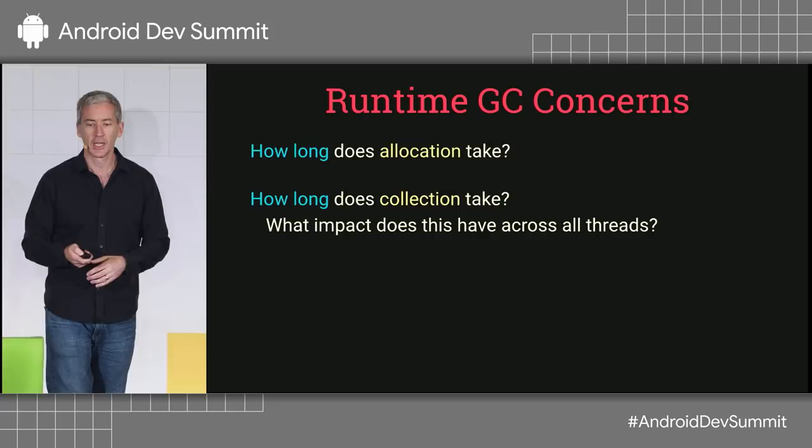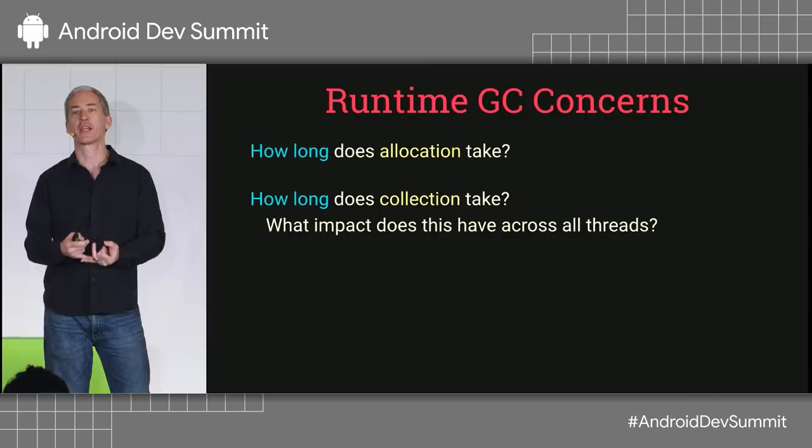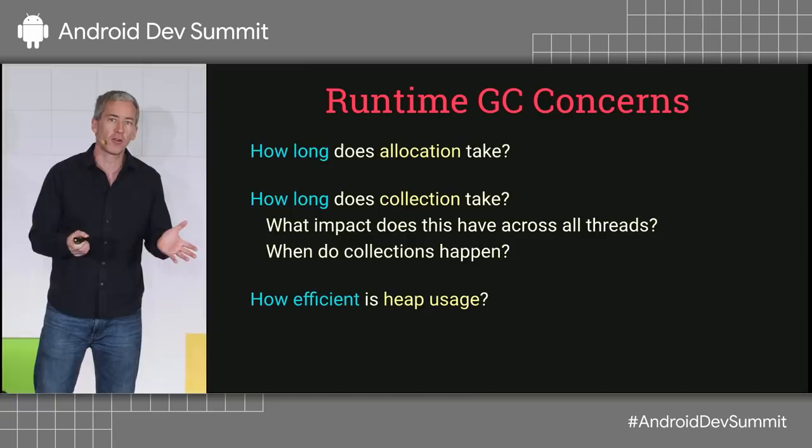And what impact is there system-wide? So if we're running this sort of garbage collector thread, this heavyweight thing in the background, what impact does that have on, you know, jank on the UI thread or whatever? And when do these things actually happen? And also, how efficient is that heap usage, right?